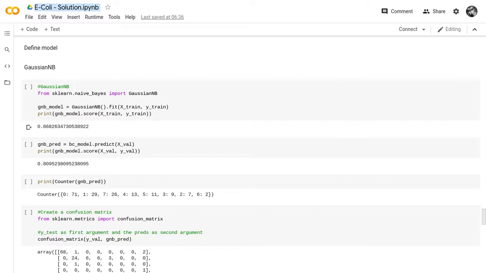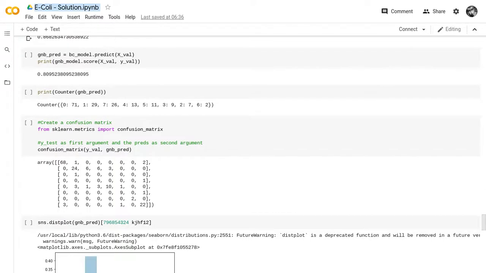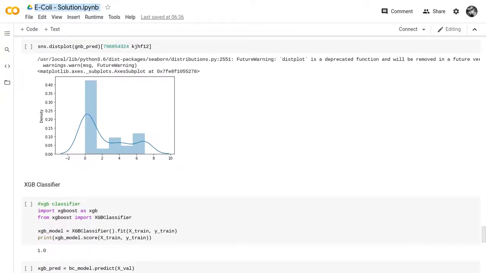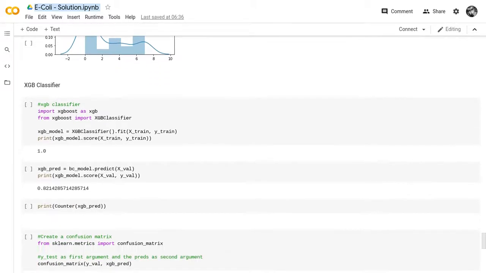It was 80.95% accuracy on the X-val, and that was the same as these people who actually wrote this paper on the E. coli website. They said that they only got 81% accuracy, so I've got the same accuracy as the people who actually developed this CSV file and wrote a paper on it.